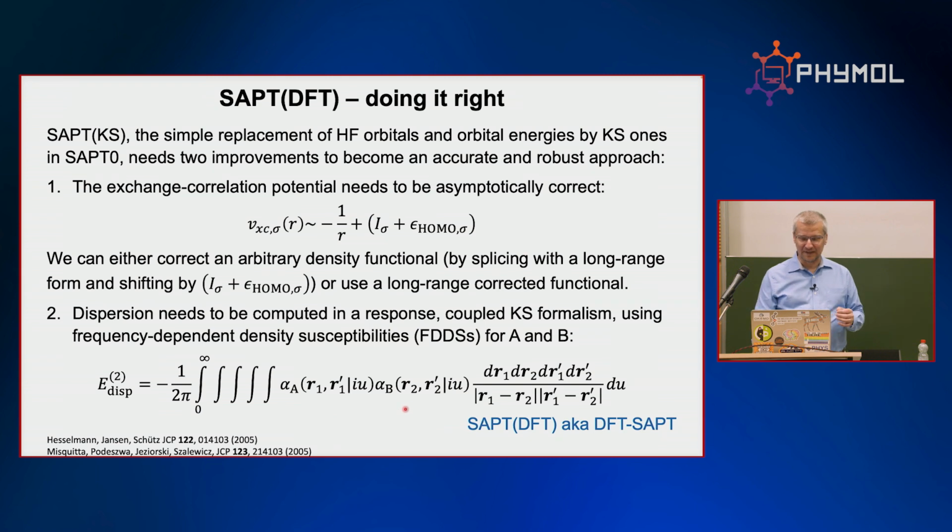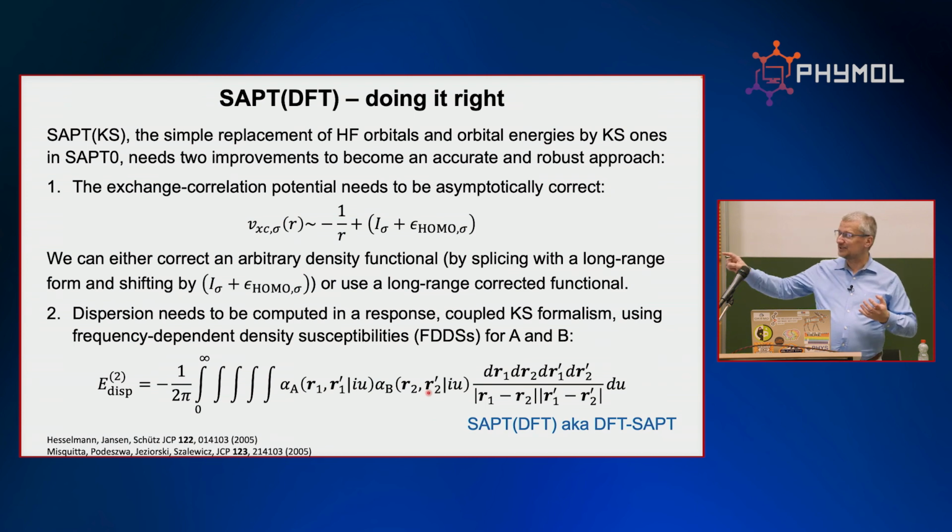And if you don't do anything special, so just pretend that you're doing Hartree-Fock-based SAPT but with Kohn-Sham orbitals, you don't get the right FDDSs, so you actually have to do the proper DFT linear response theory. So your approach is very similar to TD-DFT, time-dependent DFT, to get these frequency-dependent density susceptibilities at imaginary frequencies. Do this integral, and this is the way you get the meaningful and accurate dispersion.